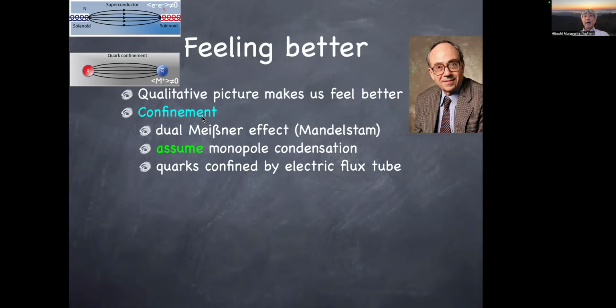So that sounds very nice, but you should still ask the question, okay, is this really happening in QCD when we actually don't know what a magnetic monopole actually is within QCD? And not even to mention, we need to understand why that actually condenses in the ground state. So this is a nice picture, but it's not clear if this is really what's happening in QCD.